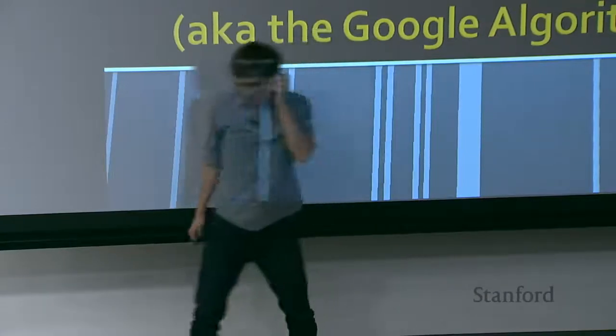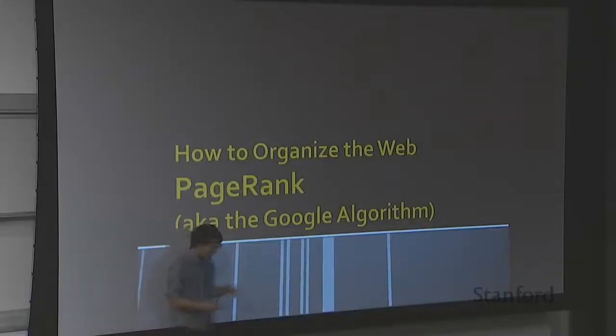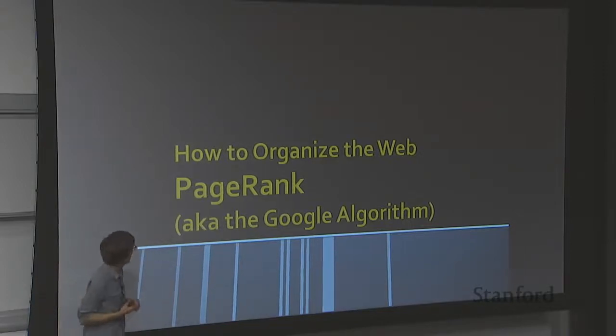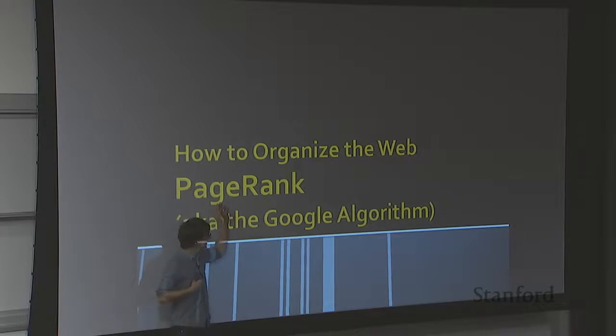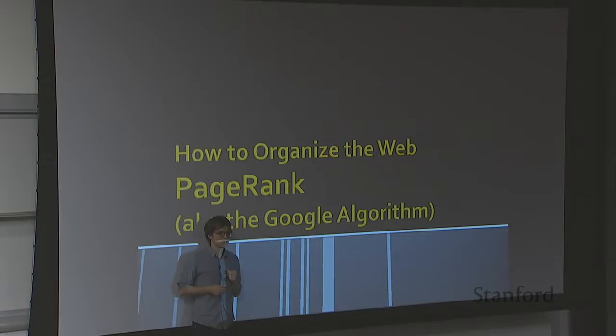Okay, so now we know that the web is a bow tie. Now the question is, could I identify how important the different nodes in this big graph are? And we'll talk about this method called PageRank. This was really the algorithm that made Google search work. It was one of the foundational patents that led to the Google search engine.